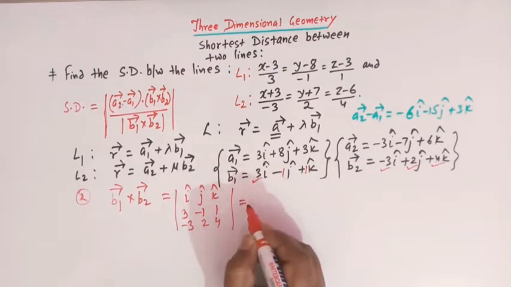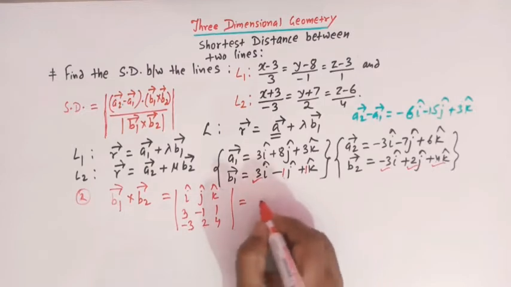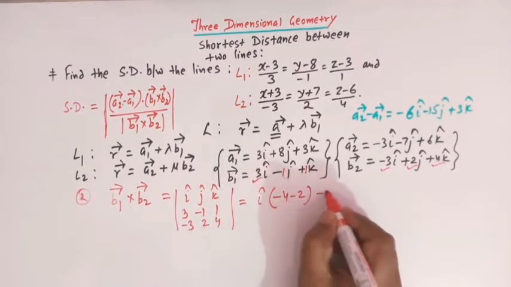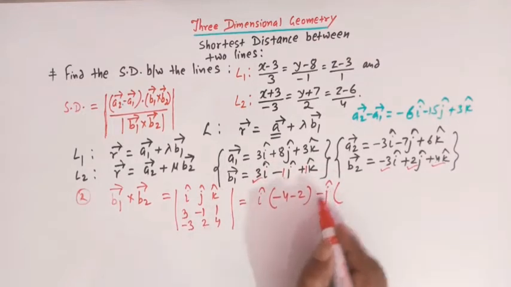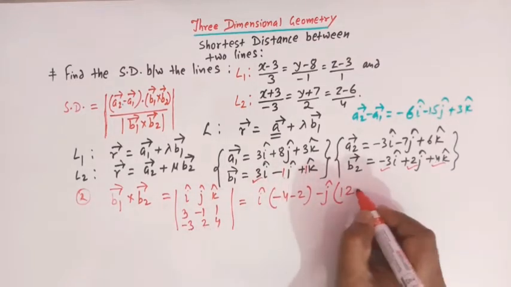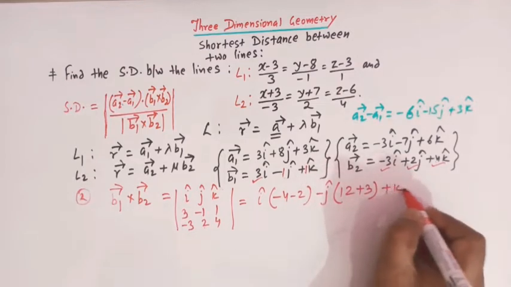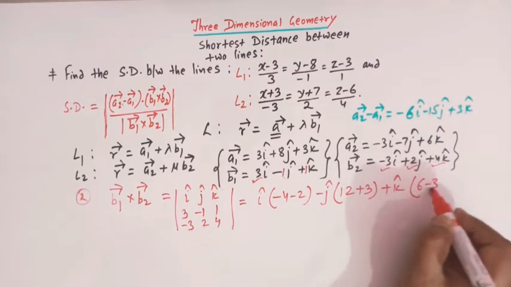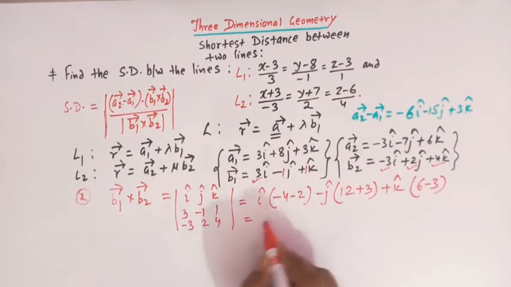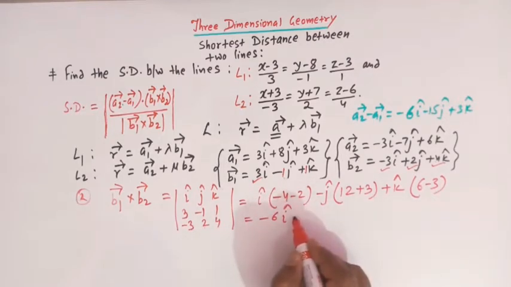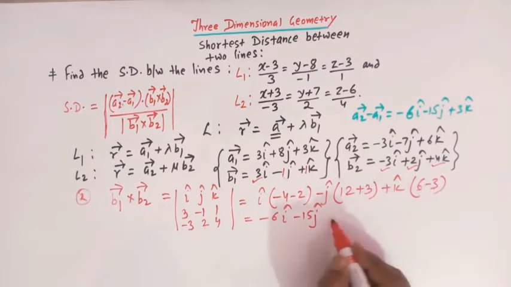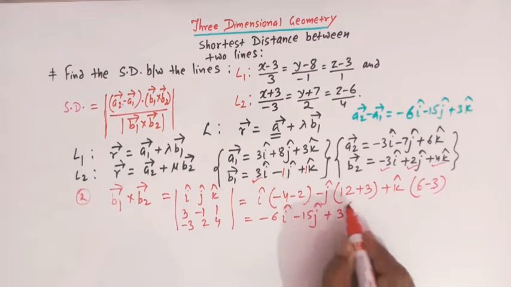Now we can easily expand this determinant. So we have i cap times minus 4 minus 2, then minus j cap times 12 plus 3, and then k cap times 6 minus 3. So we can write here minus 6i cap, then minus 15j cap, and here 3k cap.